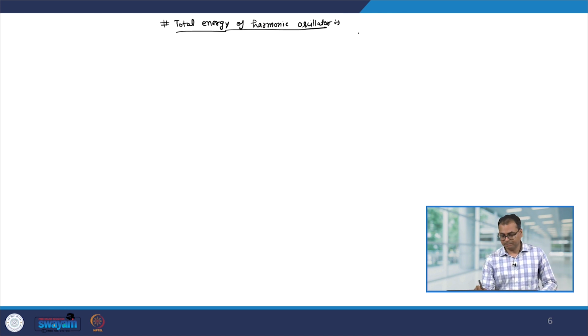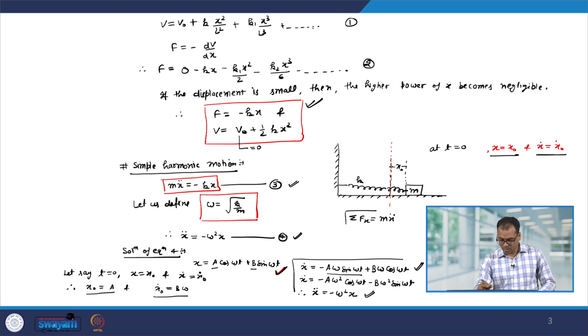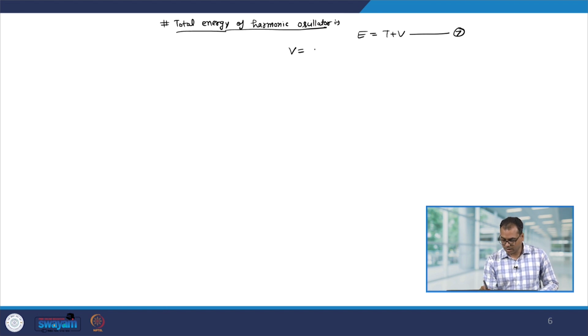So, total energy will be the kinetic energy plus the potential energy. Now, we already know the potential energy of the harmonic oscillator V. V is equal to half k x square, because V naught is 0. And the kinetic energy T will be half m v square. So, v is x dot, and we have to find out what x dot is.